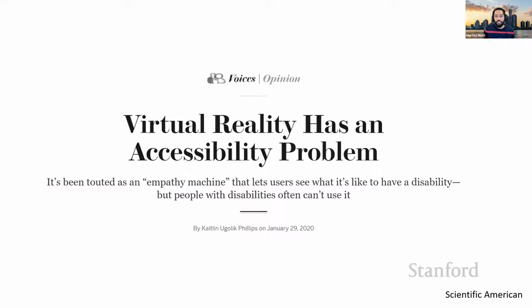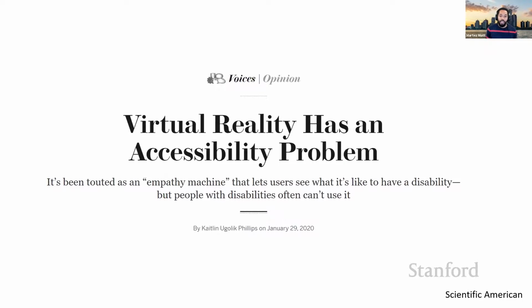So that's what I'll be talking about. There's this notion that VR is really great for a lot of things, but virtual reality really does have an accessibility problem. This is a screen grab of a clip I have from a Scientific American article in which it says, virtual reality has been touted as an empathy machine that lets users see what it's like to have a disability, but people with disabilities often can't use it. So virtual reality can have potential, for example, for empathy training, but people with disabilities themselves often can't have access to these systems.